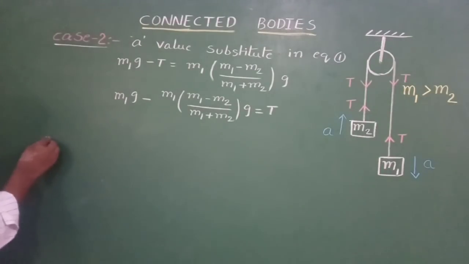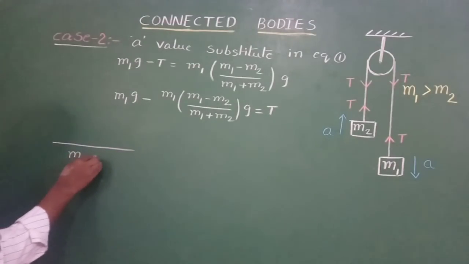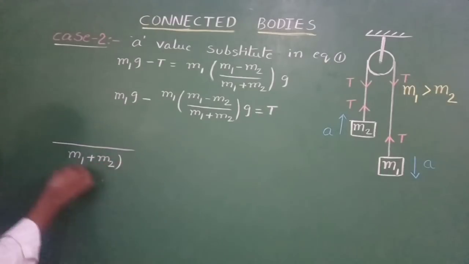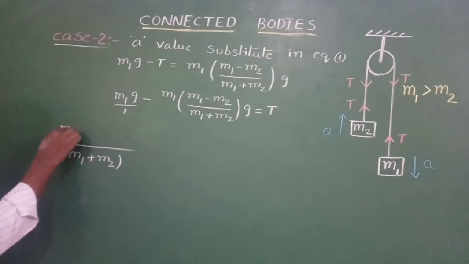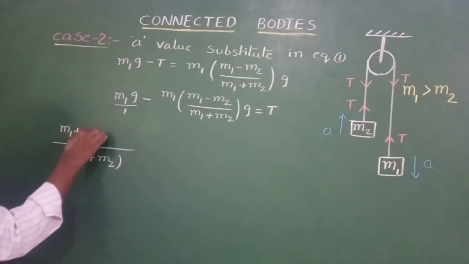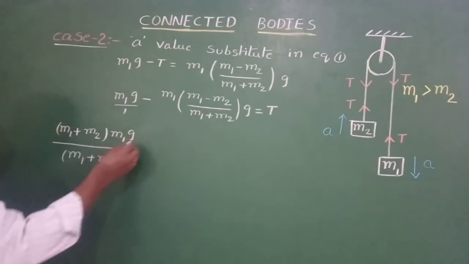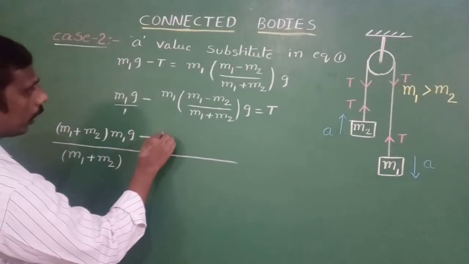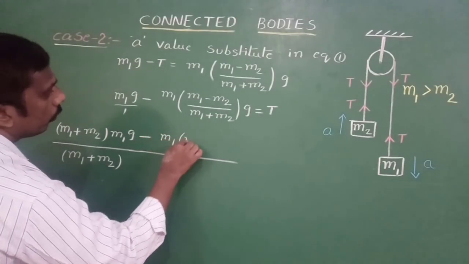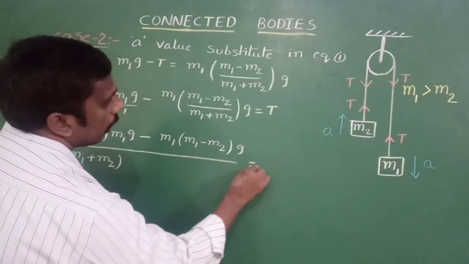In this we take the LCM. Here the LCM is m1 plus m2. Where nothing is there, it means 1, so this 1 cancels out, m1 plus m2 times. Then we can write m1 plus m2 into m1g minus, this cancels out, one time. Then we get m1 into m1 minus m2 into g, that is equal to the tension T.